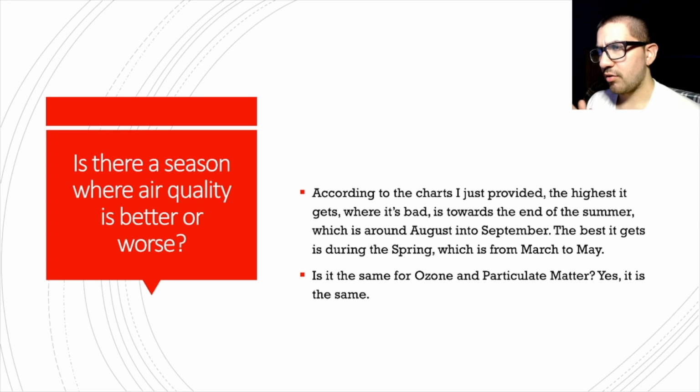Is there a season where air quality is better or worse? Well, according to the charts I just provided, it gets bad towards the end of the summer, which is around August and September, and the best it gets is during the spring, which is from March to May. Is it the same for ozone and particulate matter? Yes, it is the same.